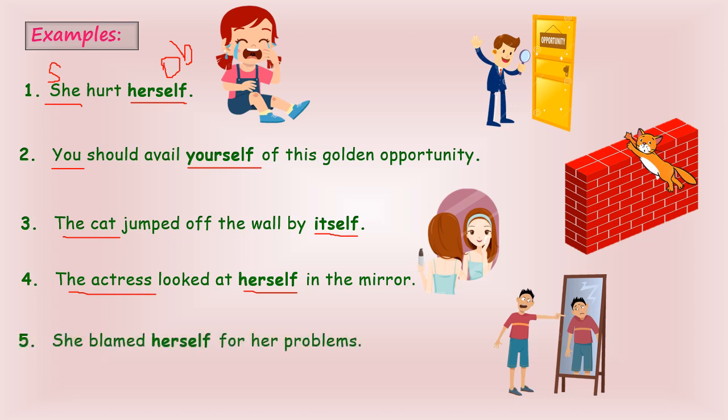She blamed herself. She blamed herself for her problems. So what is the subject here? She. What is the object here? Herself. She and herself are the same person. So this is a reflexive pronoun. She blamed whom? Herself. This is a reflexive pronoun. Is it clear? And this is acting as an object also. So children, these are a few examples of reflexive pronouns. I believe it is clear to you all.